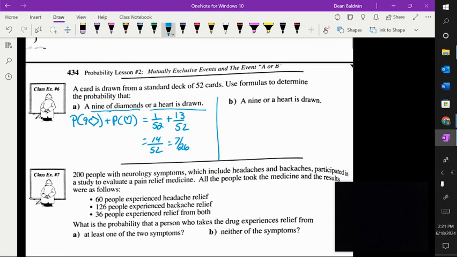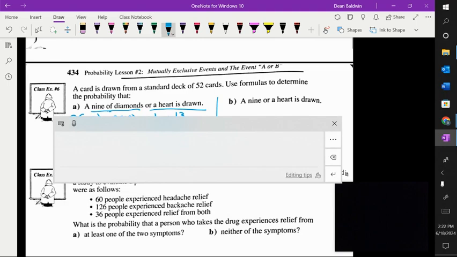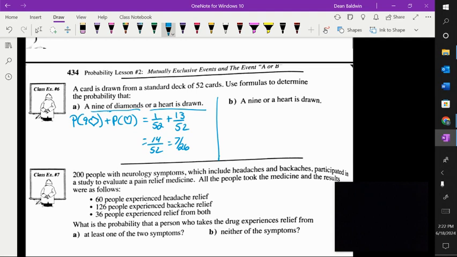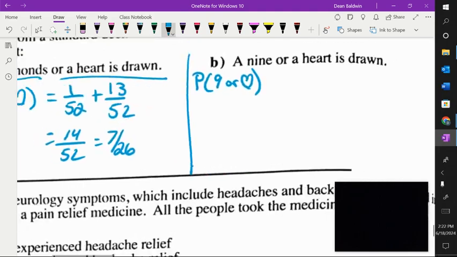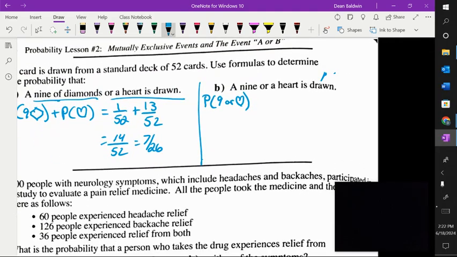Okay. A probability of a 9 or a heart. Can you have a 9 of hearts? Yes, you can. So this is not mutually exclusive. That means the probability of a 9 or a heart, because they're not mutually exclusive, is equal to the probability of a 9 plus the probability of a heart minus the probability of a 9 of hearts.